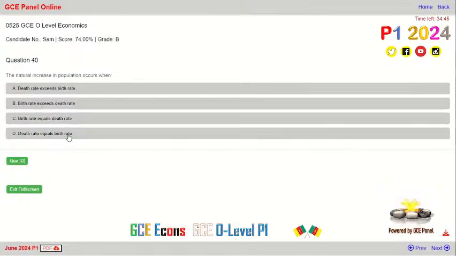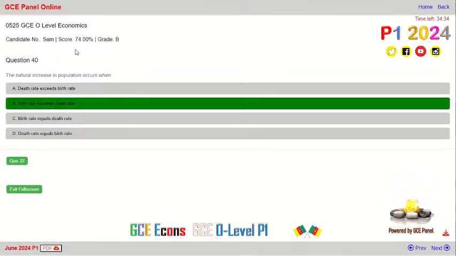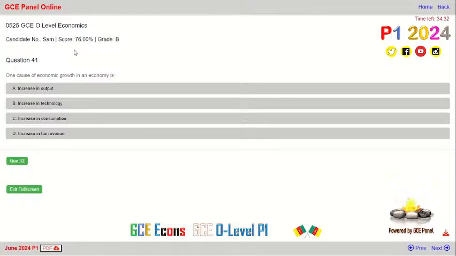All right. The natural increase in population occurs when? Naturally, when birth rate exceeds death rate. So you can now see that I'm actually at a B grade. That was some few minutes ago. Okay, at 76%, I'm already at the B grade. So I hope that we get to an A grade before we get to the end of this revision.